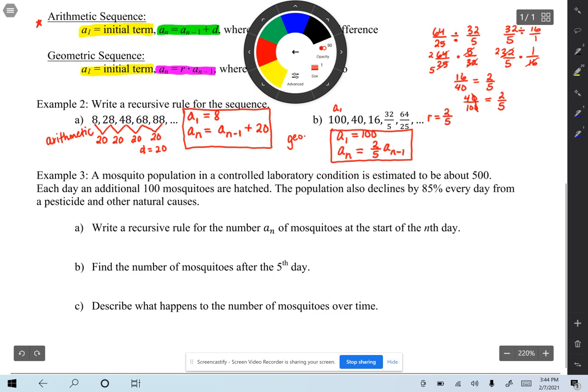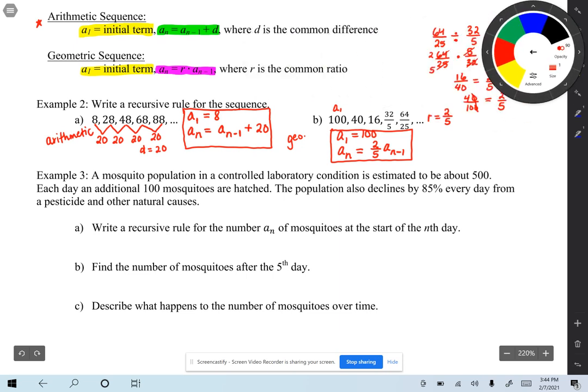Okay. Our last example, example 3. A mosquito population in a controlled laboratory condition is estimated to be about 500. So the initial population is 500, so this is our first term. Each day, an additional 100 mosquitoes are hatched. The population also declines by 85% every day from pesticide and other natural causes.